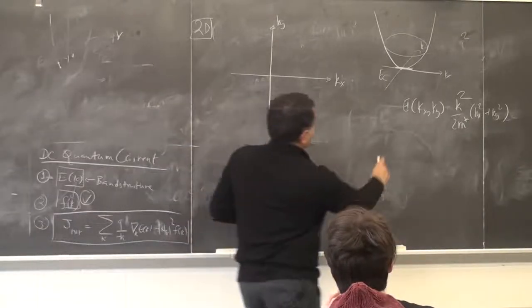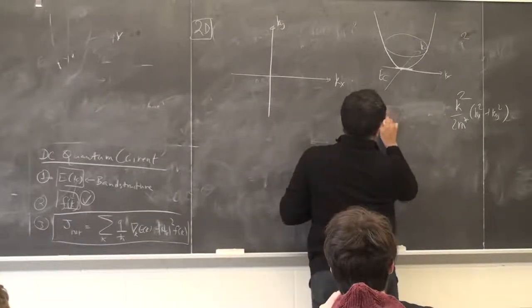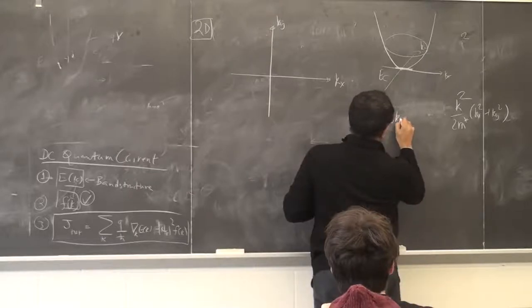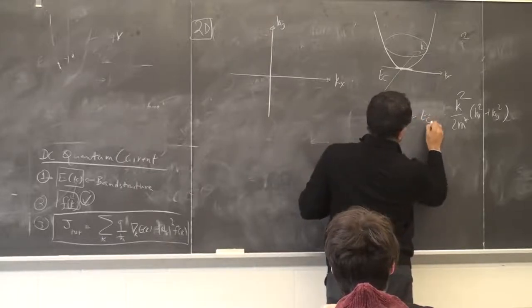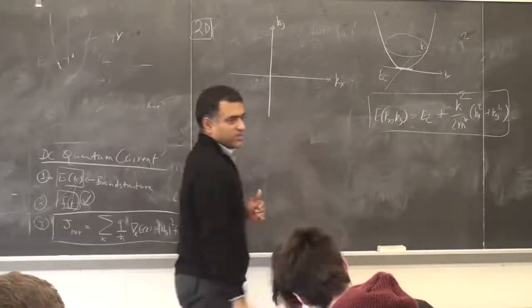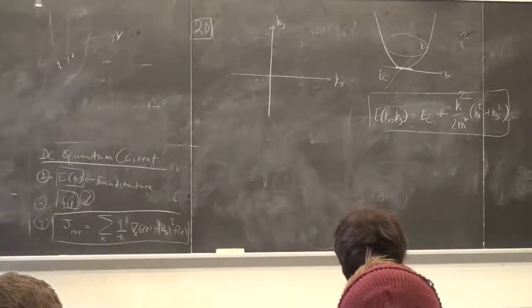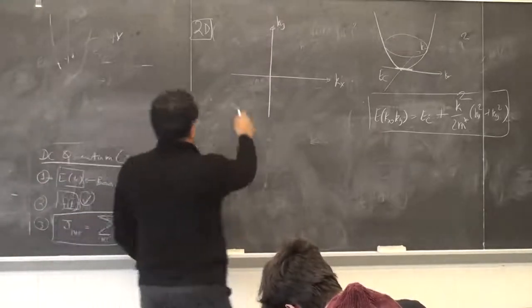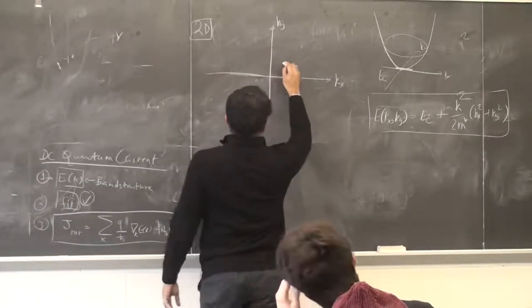So, to be more accurate, E(kx, ky) is equal to EC plus that. So that's your total conduction band structure. And in k space, I have a lot of k points here, right?